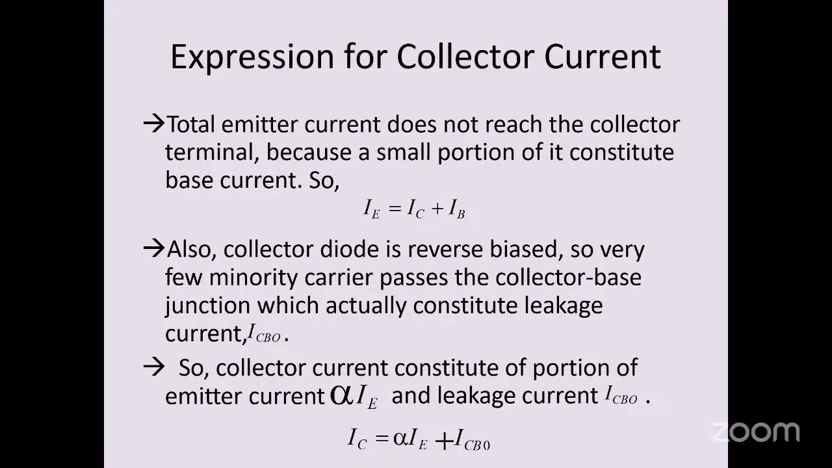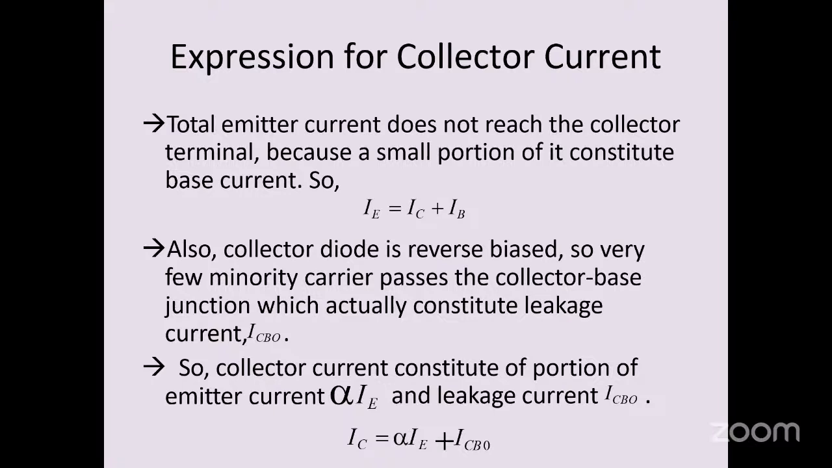Here a very few minority charge carriers may pass through the collector base junction, and this constitutes the leakage current, that is ICBO. Collector to base with emitter open. Open means no current is constituted in the input section. So here, from base to collector, the current that flows is ICBO, which is due to minority charge carriers.